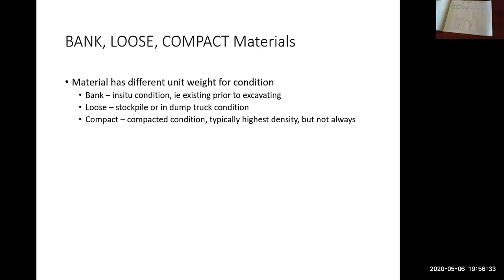So bank, loose, and compact materials. Material has different unit weights based on its condition, where it's at. So bank, what does that mean? That's the in situ condition, meaning bank material is material that's in the ground. It's the existing ground. That's bank material.